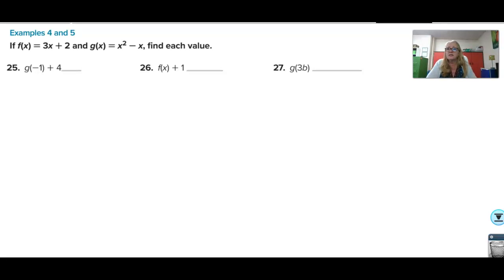Okay. So for this one, they're getting a little more in depth, but this is basically all I'm asking of you in this section, is to be able to say, yes, it's a function, or no, it's not a function, and to be able to find the value of a function.